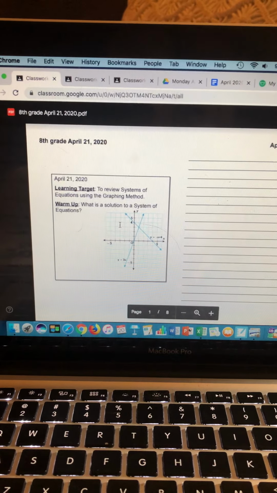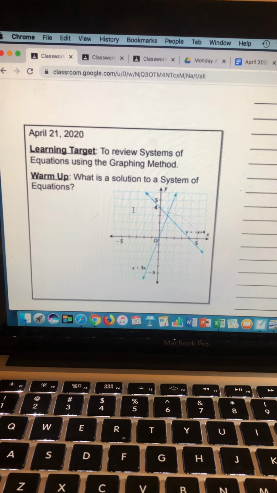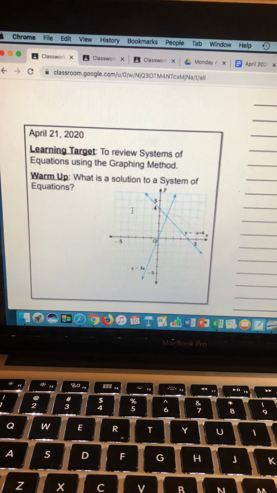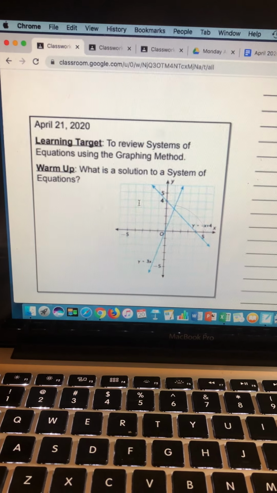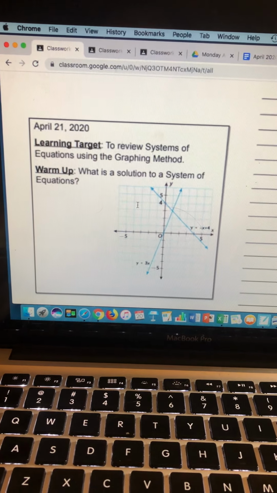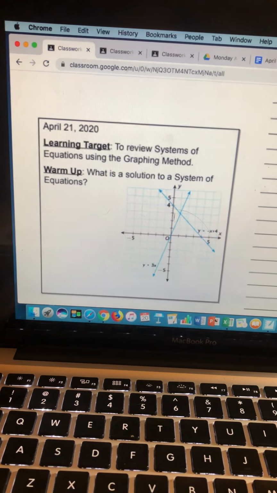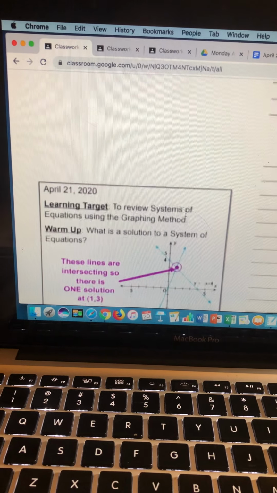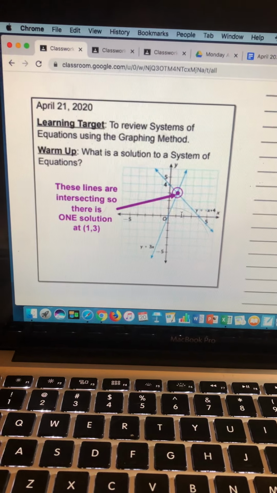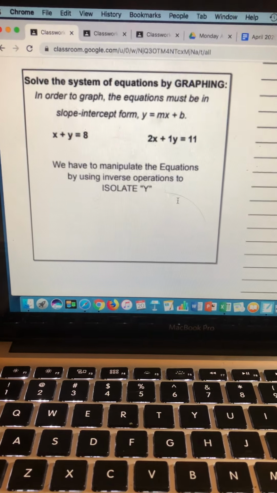So today we are focusing still on graphing solutions, but we're going to focus on when we are given equations that are not in y equals mx plus b form, which is also known as slope-intercept. So you have a warm-up where it's just identifying the solution. Remember, the solution is always going to be the point of intersection. If you go to the next slide, the answer is there for you to check your work. And then we go into what I just mentioned.